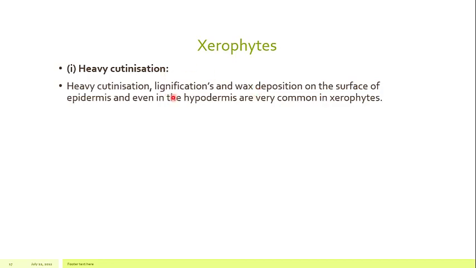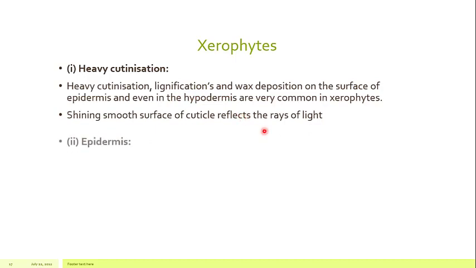Because of this, there is a shining smooth surface of the cuticle which reflects the rays of light. The cuticle also reduces the water loss, and at the same time, because of the cutinization, the rays of light are reflected by this shining surface. So cutin is not only there to reduce the water loss, being a hydrophobic component, but as it is present on the surface of the leaf, it also reflects the rays of light.